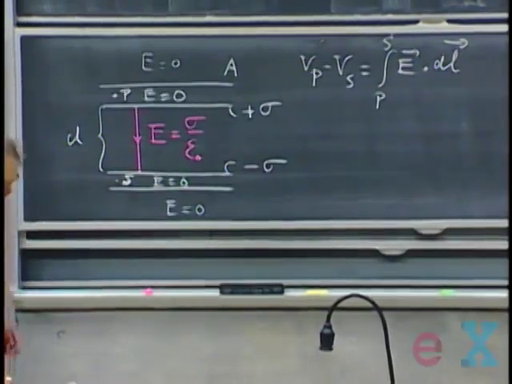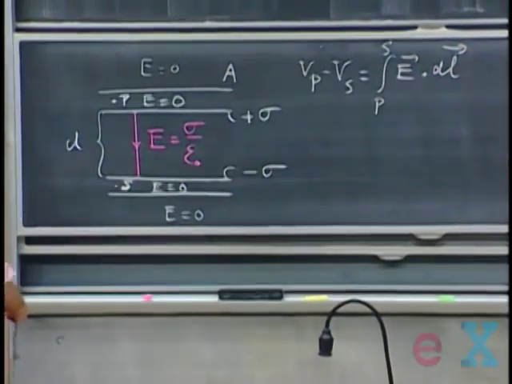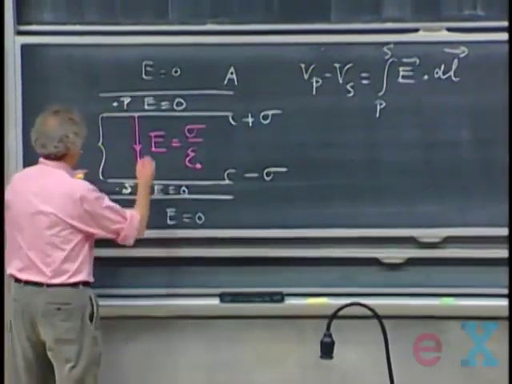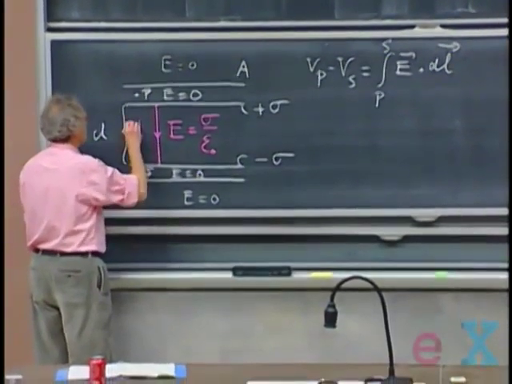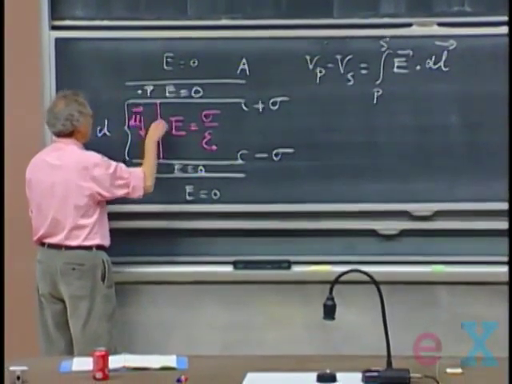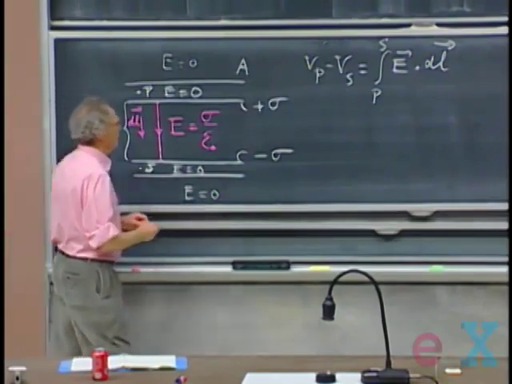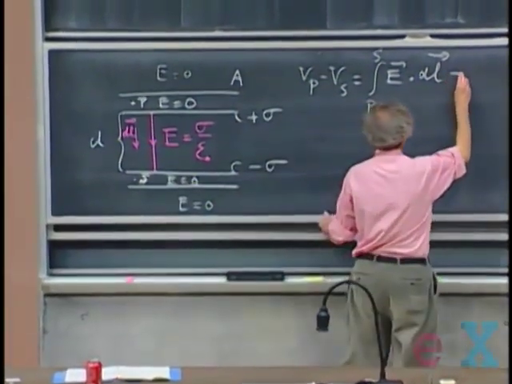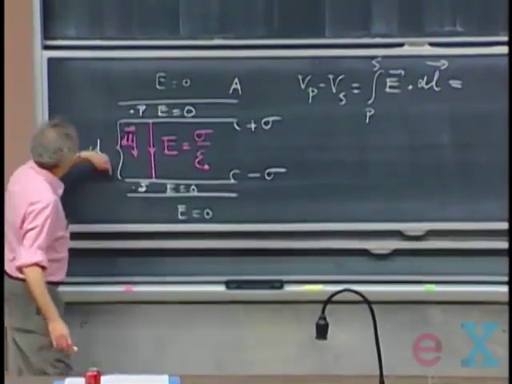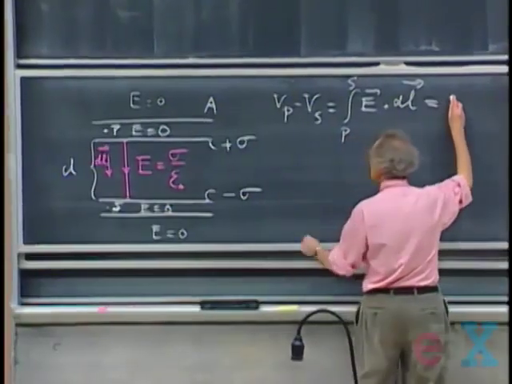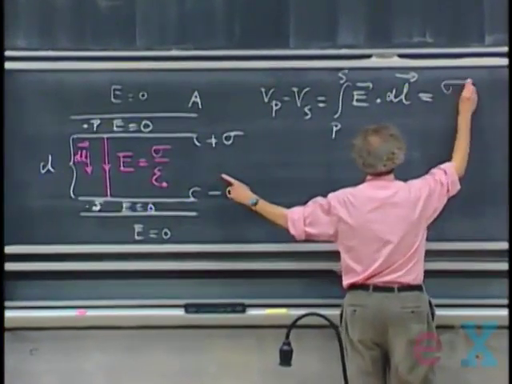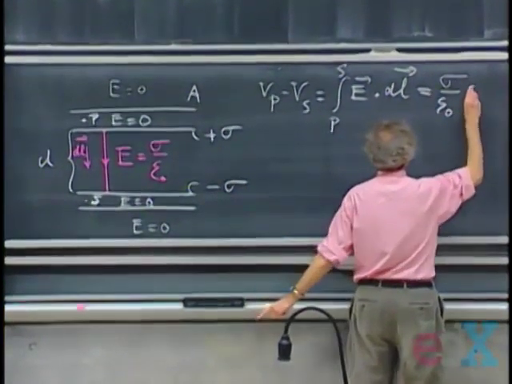And so now we can calculate the potential difference. If I am here and I'm going to walk down, suppose I walk down a straight line, so dl is in the same direction as E, then it's immediately obvious that this is simply E times that distance d, because E and dl are in the same direction. So the cosine of the angle between them is +1. And so I find that this is E, which is sigma divided by epsilon 0, times that distance d.